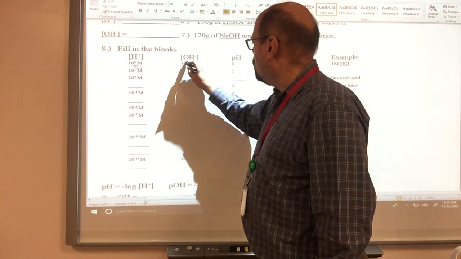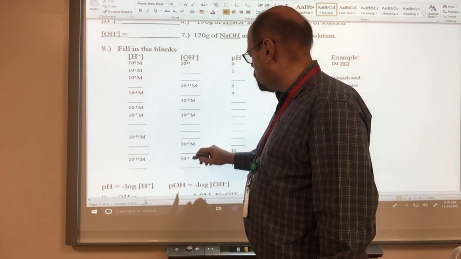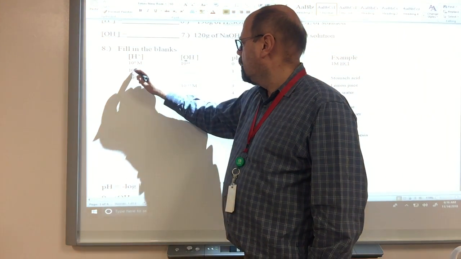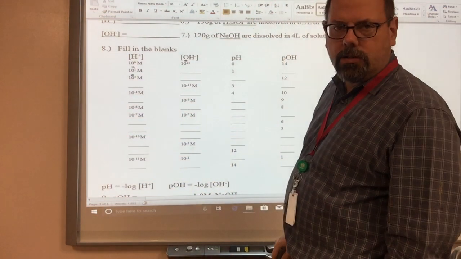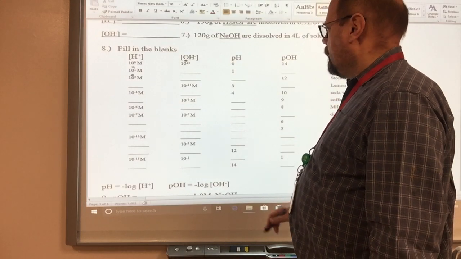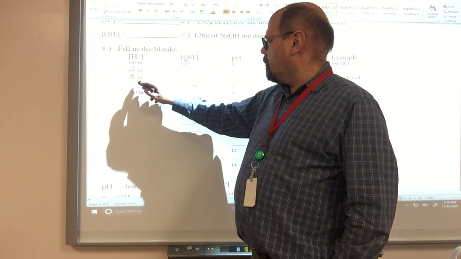Oh, these are all, I forgot those were minus 14s. I apologize. There's a couple there that didn't get a minus sign in here. I changed them on the answer sheet, but I don't know if I've changed them on the download sheet, so I apologize.